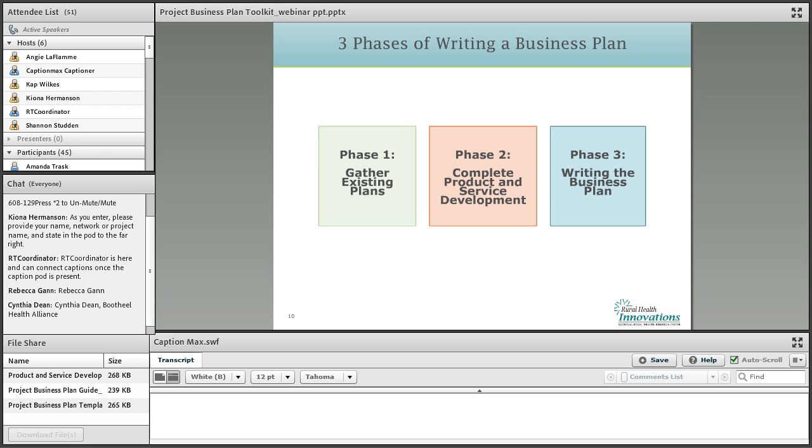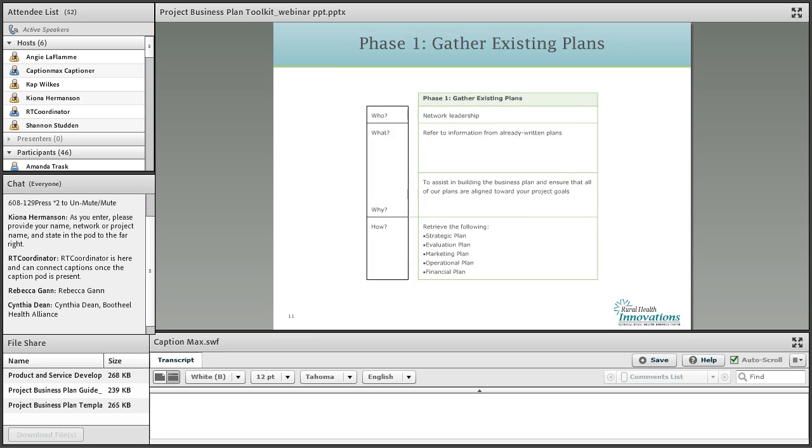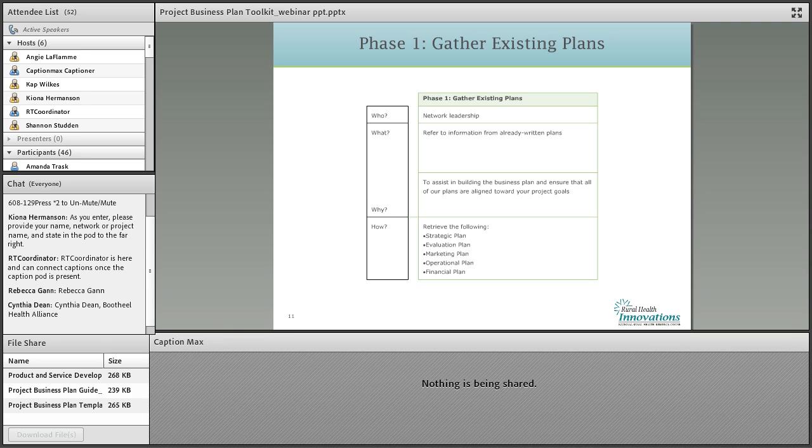So let's talk about the business planning process. So there are 3 phases in writing a business plan, and we've broken them up into two levels of work. There's the preparation work followed by the actual writing of the business plan. So the preparation work encompasses phases 1 and 2, which are gathering all of your existing plans and then completing the development planning of your products and services, followed by phase 3, which is the actual writing of the plan.